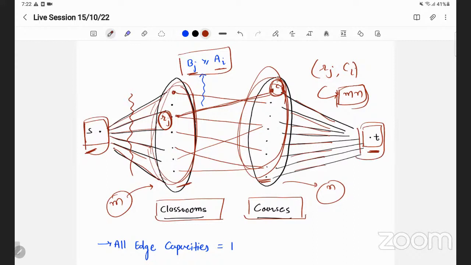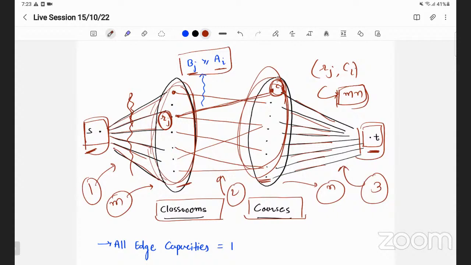And now for the flow, we have identified source and sink. What remains is the edge capacities, right? Now, how should we assign the edge capacities? Can anyone answer the question? What are the capacities of each of these edges? So these are type 1 edges, these are type 2 edges, and these are type 3 edges. So what will be the capacity of type 1 edges, type 2 edges, and type 3 edges?